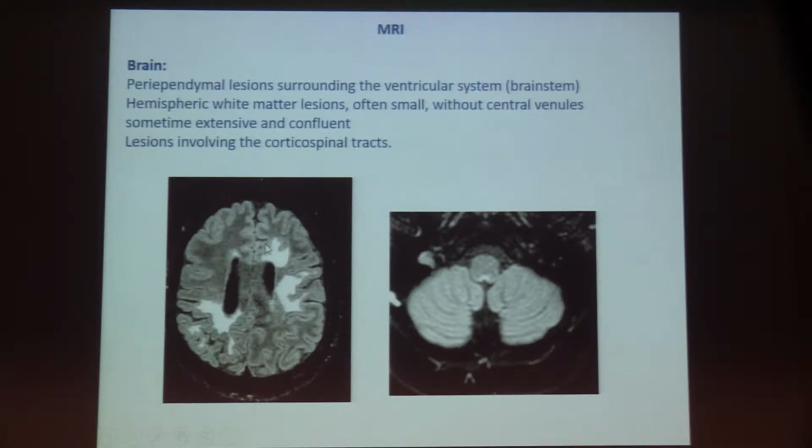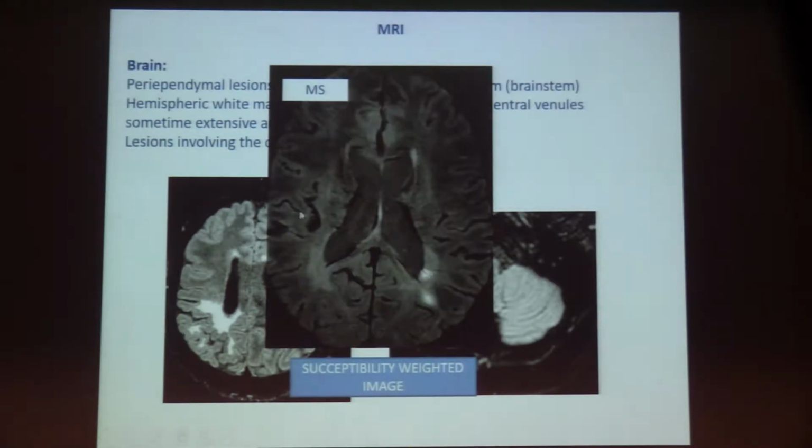When I began to hear about this disease, it was supposed that the brain was normal. In fact, now we know that there are specific lesions in the area postrema, around the ventricles, and even on the hemispheric white matter, with large lesions that can enhance and that sign the diagnosis.